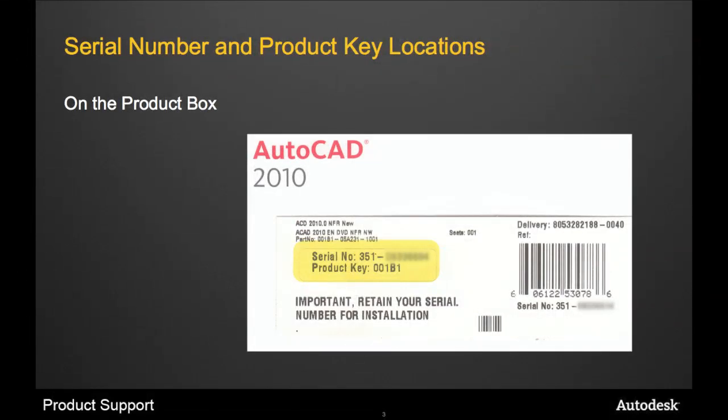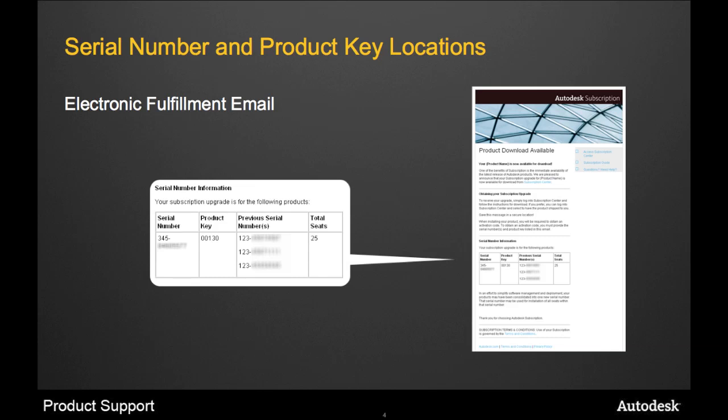If you're wondering where your serial number and product key are located, well, the first place to look is on your product box. On the back label of your product box, you'll find the serial number and the product key that you may need. Another place you can look is if you got an electronic fulfillment of your software, which means you downloaded the software from the subscription center. In your electronic fulfillment email, you'll have your serial number and product keys and the number of seats that are available. So you'll need that.